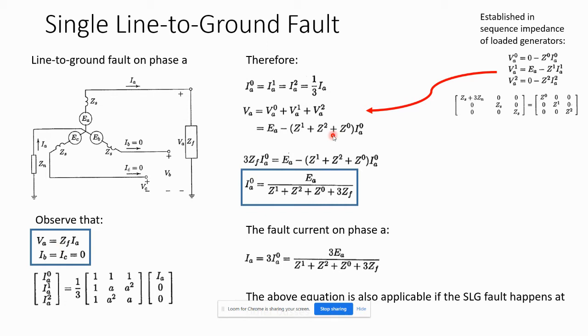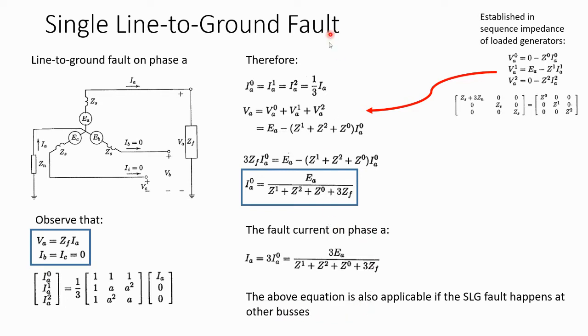And VA is also equal to this. Therefore, we can say that 3ZFIA0 is equal to this. So we can rearrange the equations by taking IA0 to one side of the equations and the remaining terms to the other side, and this is what we will obtain. Then knowing IA0, we also know what IA1 and IA2 are, and we will automatically also know what IA is. We don't have to bother about IB and IC because we have established that they are 0.